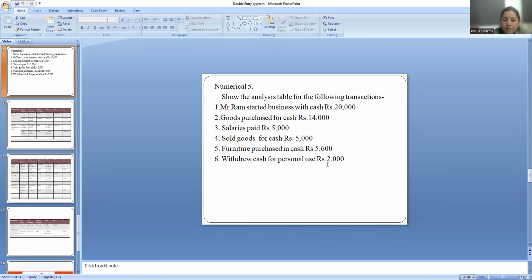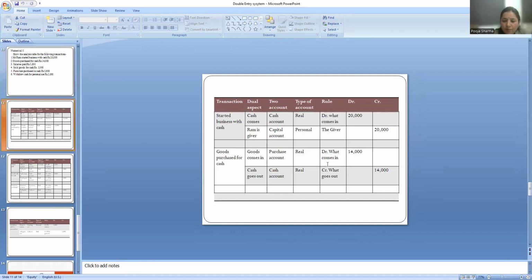Second transaction, goods purchased for cash rupees 14,000. So here you can see goods comes in and cash goes out. Two accounts, purchase account and the cash account, are affected by this transaction. Both come in the real account, because the assets and properties come in the real account. As per the real account rule, what comes in, debit; what goes out, credit.